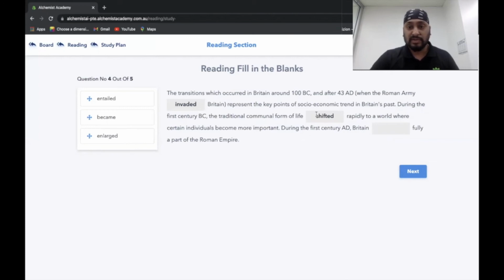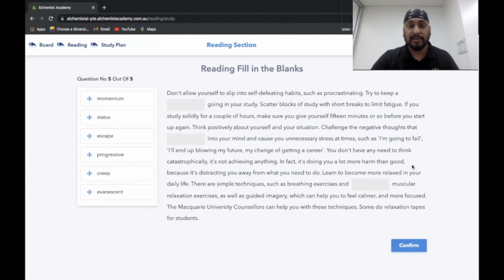During the 1st century AD, Britain dash fully a part of Roman Empire. Britain enlarged fully, no, became fully a part of Roman Empire. Let's have a look at the next one.